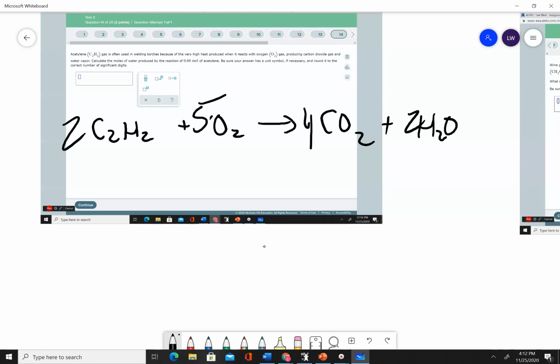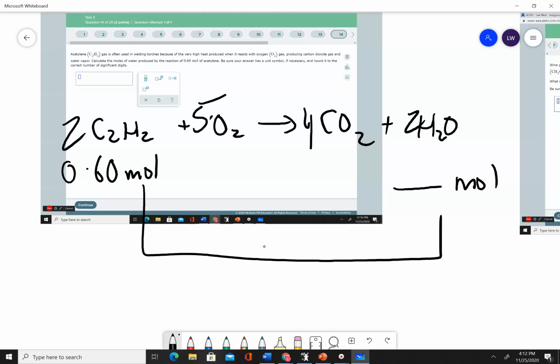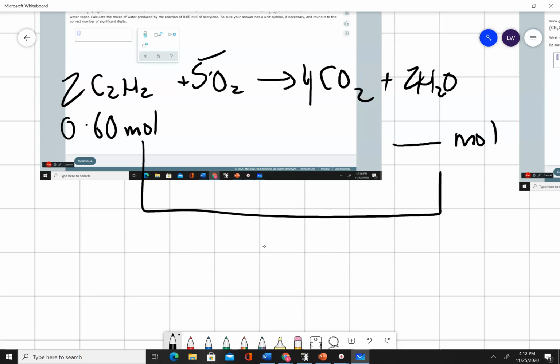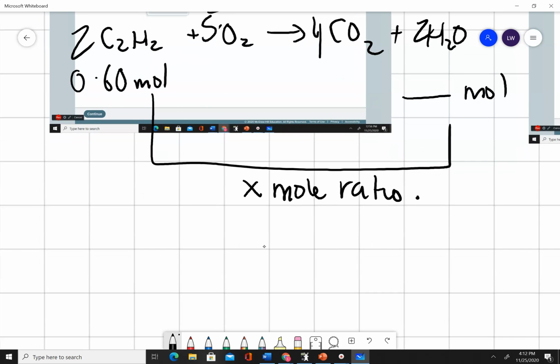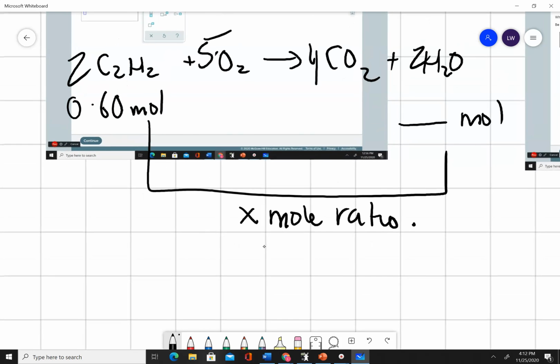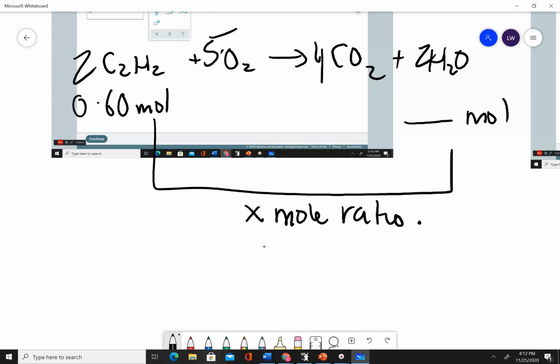Okay, so on with the math. It says calculate the moles of water produced, so the moles of these guys produced, by the reaction of 0.60 moles of acetylene, 0.60 mole of that guy. So this is mole of one thing into mole of another thing, so the conversion factor that we're going to use is the mole ratio. Whenever we're converting from amount of one thing into amount of another thing, we're always going to convert our first thing into moles and then apply the mole ratio to get the moles of the second thing.